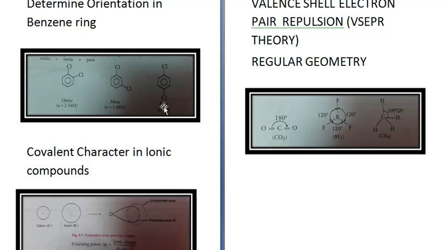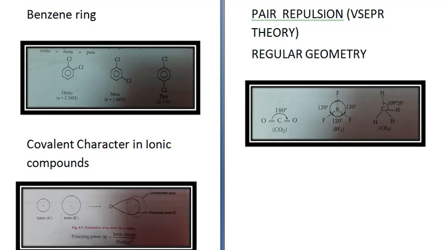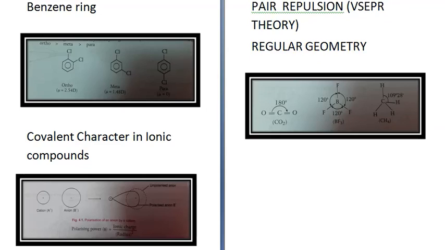Next we come to covalent character in ionic compounds. This is also called as polarization. Now polar covalent compounds like HF, H2O, NH3, HCl, etc. They have some ionic character. Similarly, there is some covalent character present in ionic compound.